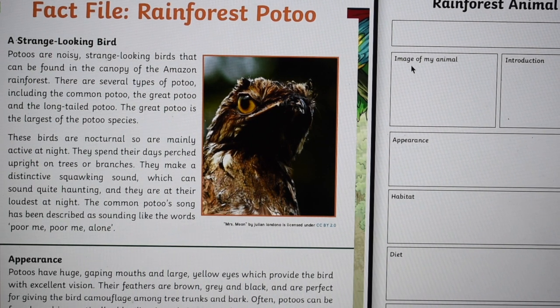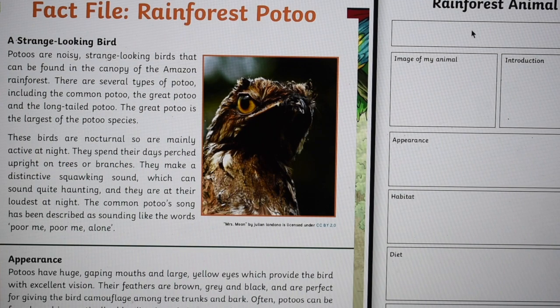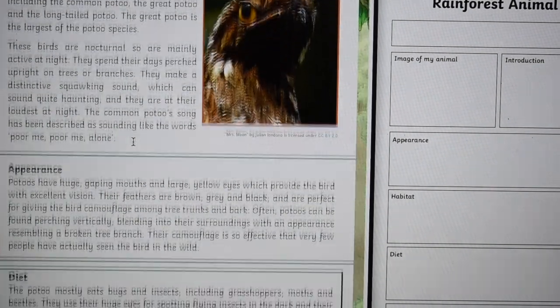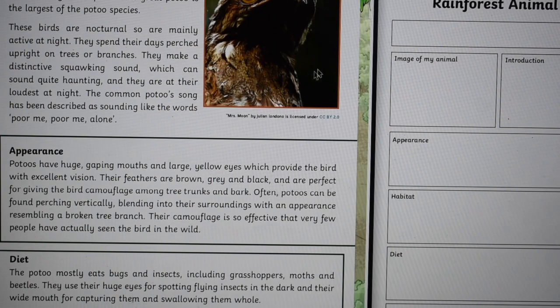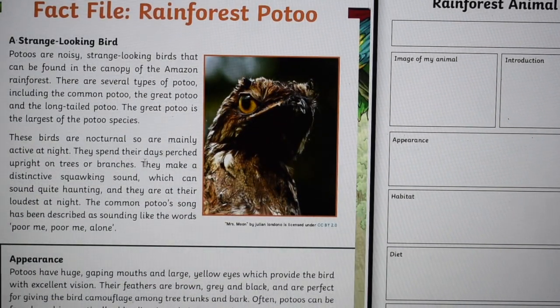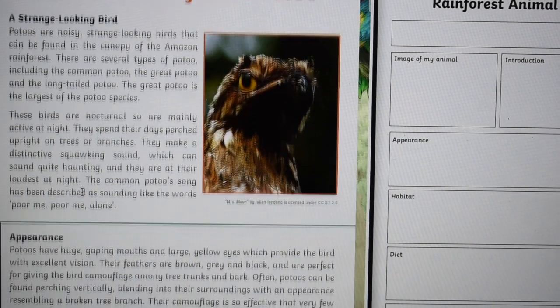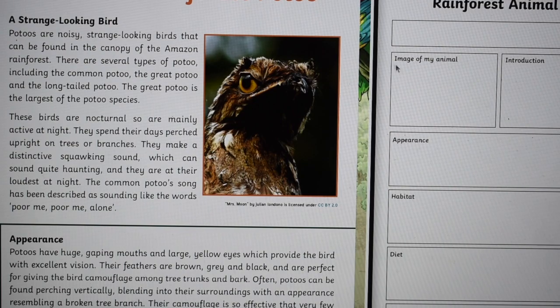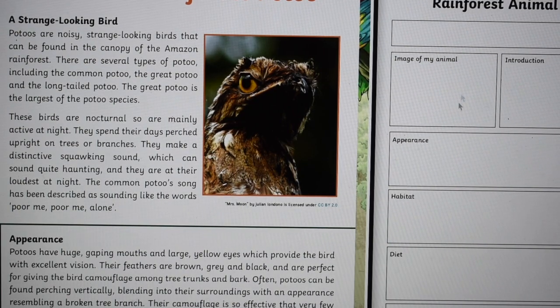Okay, so we can see here that our fact file is missing something here. So I'm going to look at this sheet here. Remember, we're going to use this fact file to help us plan our own one. So we're going to be using the information here. We're going to be researching the information we've got here, and we're going to be changing it to put it into our own words on this sheet here.